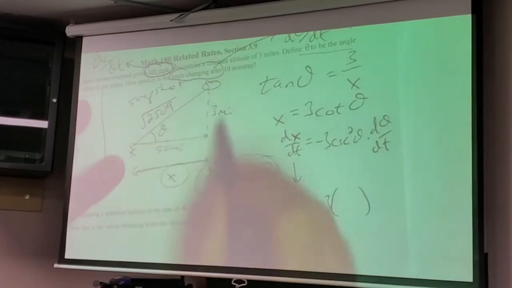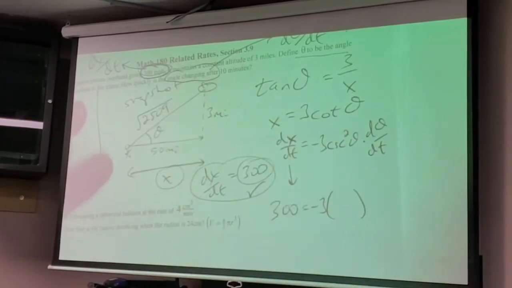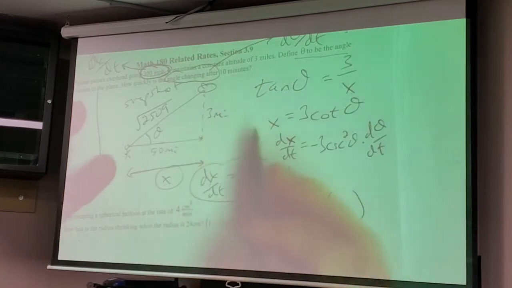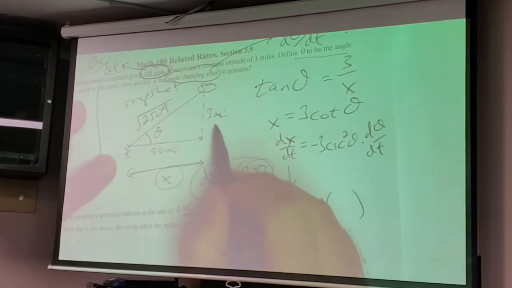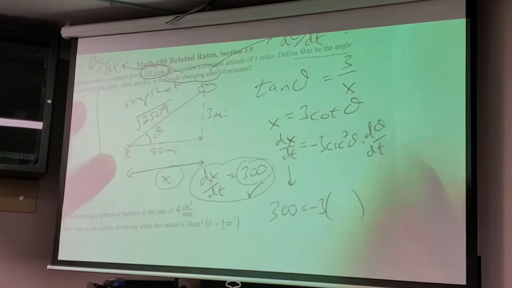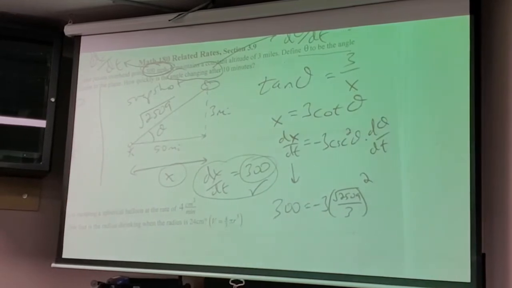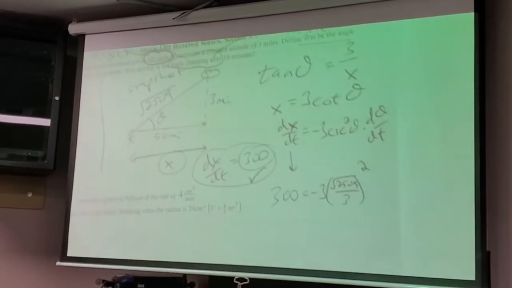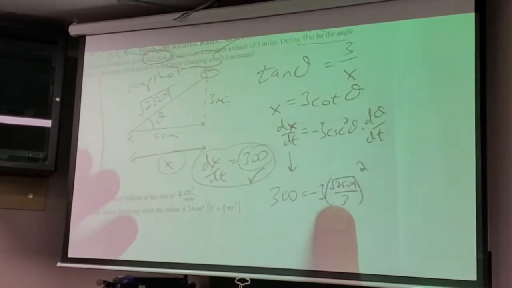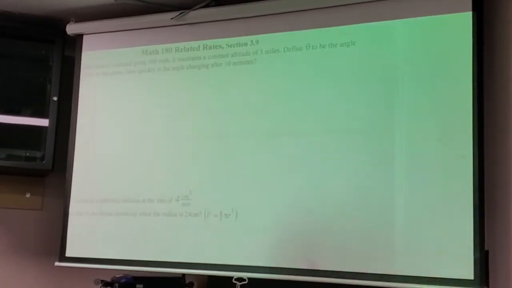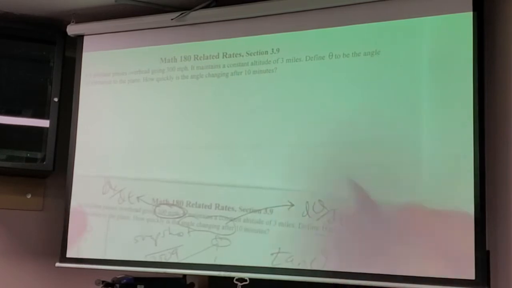What's cosecant? 60.7. Good. Rad 2509 divided by 3, right? Squared. Yes. Why is that easier? This is a lot easier. All right, I really want you to understand this.